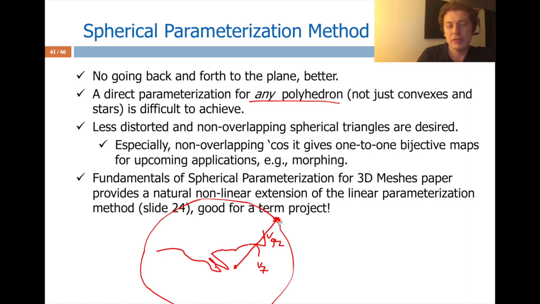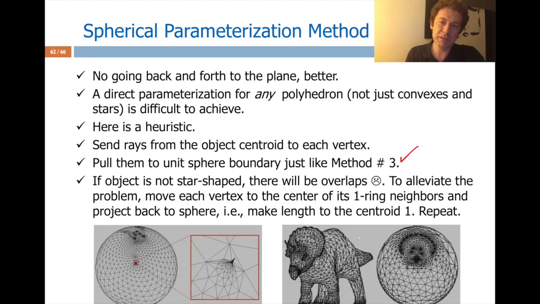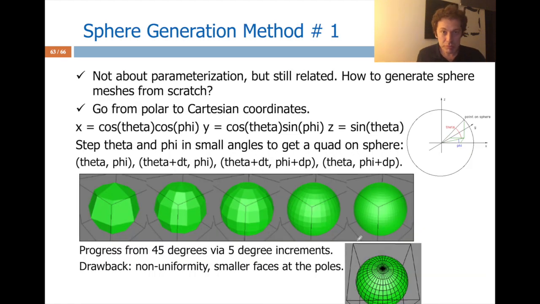So why does this have a potential to work? Because the neighbors of V7 are totally different than the neighbors of V92. In other words, when I pull V7 to the center of its neighbors, it will go to a different place than V92 does. So it is likely to prevent their collision. But again, it is not a perfect solution. So parameterization is over.